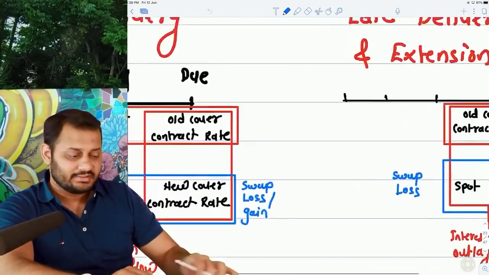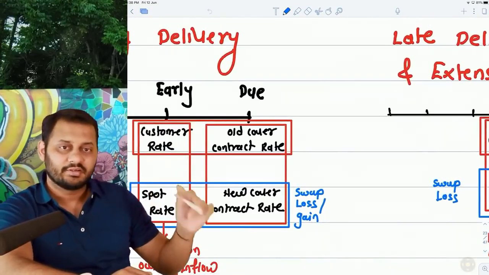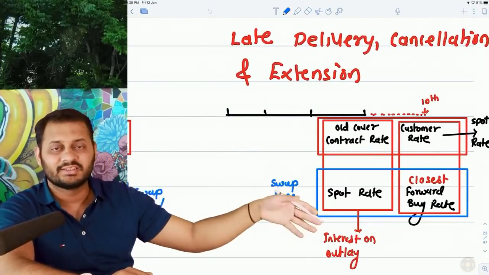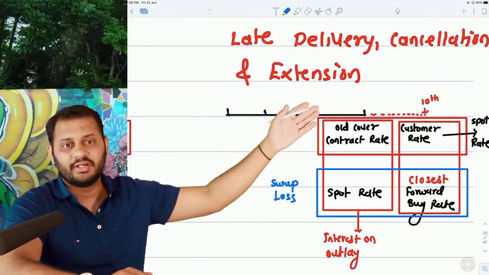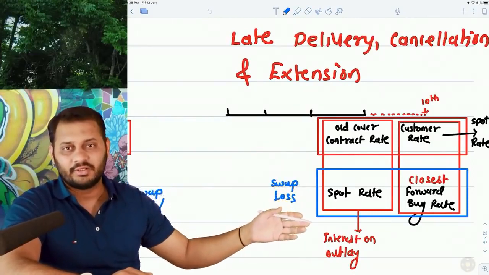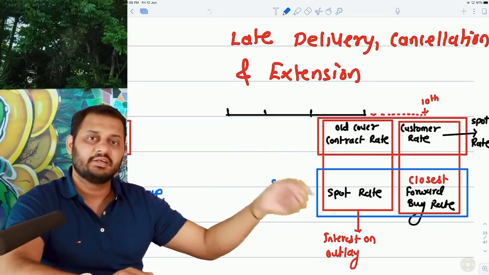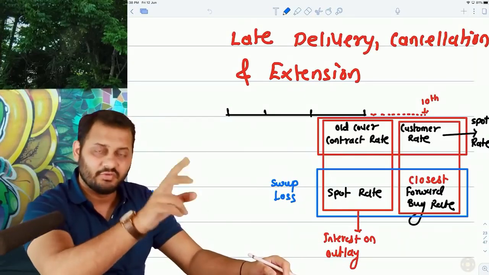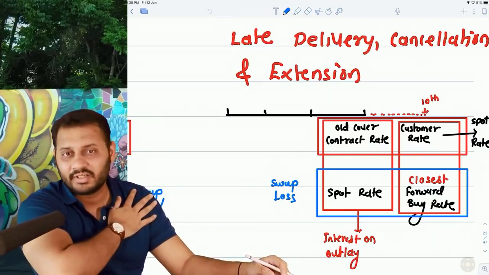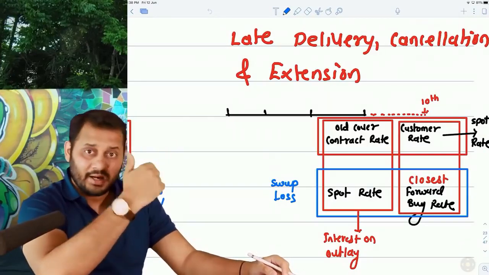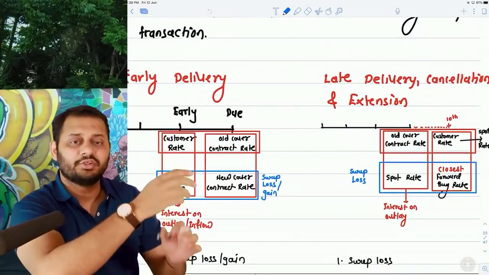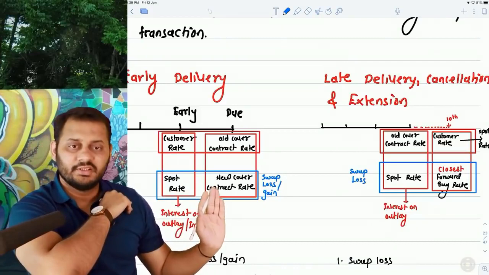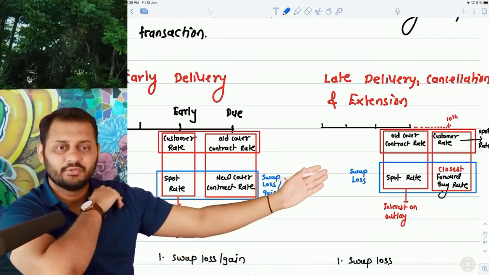But the difference is, here it was the customer rate and here it is the old cover contract rate, because these are the two transactions happening first, the due date transaction. So interest will be calculated on this until the date when the customer comes to the bank. So if the customer is coming after 10 days, we will recover interest for 10 days. That's it. Apart from this, the swap loss calculation is similar. See the blue line, the difference between these two rates and the difference between the two new rates.